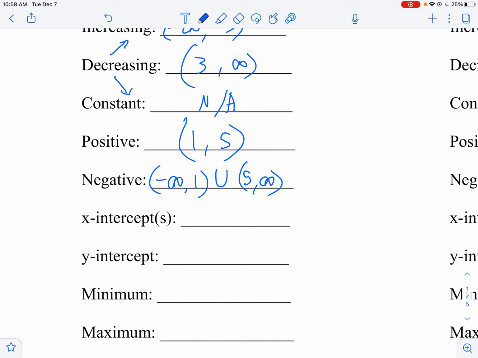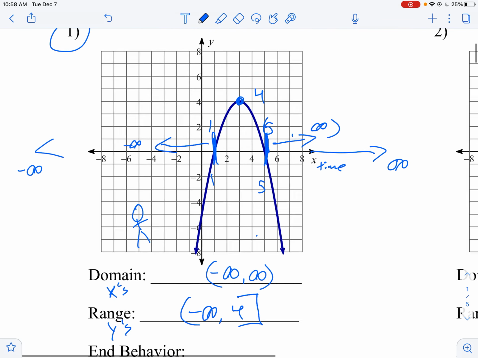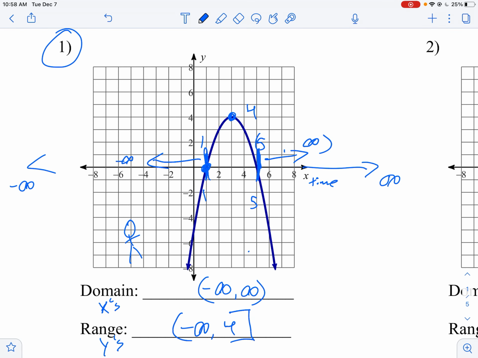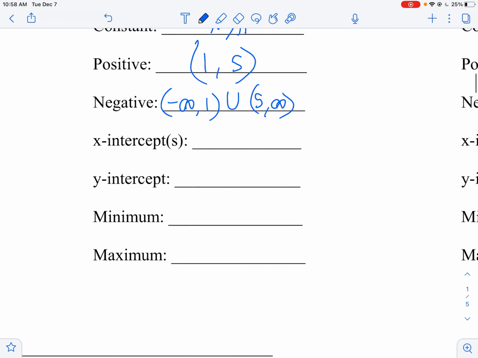The x-intercepts and y-intercept, that shouldn't be a problem for you. When you write them down, I do want you to write them down as points, though. So your x-intercepts are going to be at (1, 0) and then (5, 0), instead of just at 1 and 5. And since these aren't intervals, we're not going to put a U. You just put a semicolon or a comma there to separate out these points.